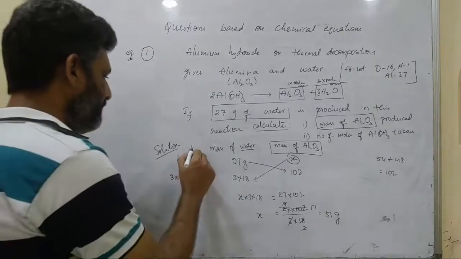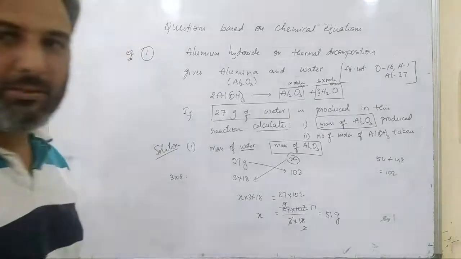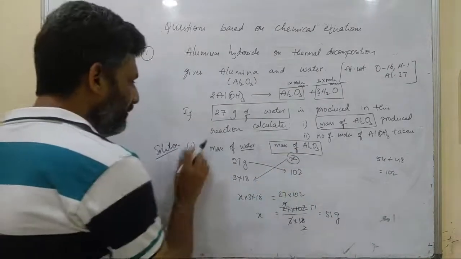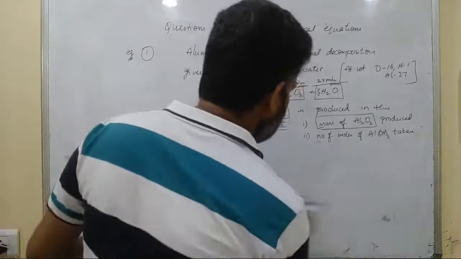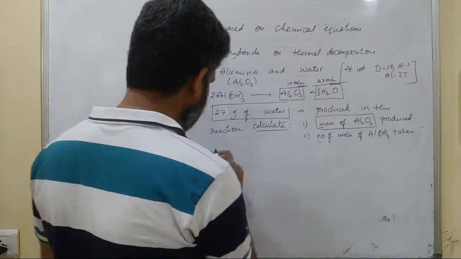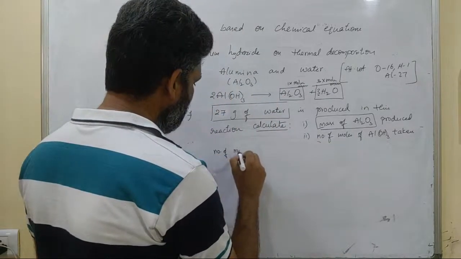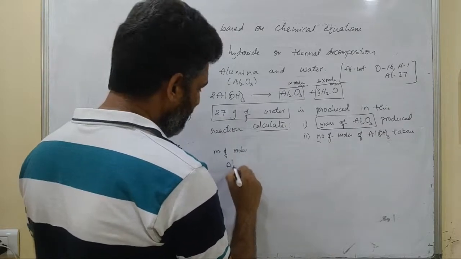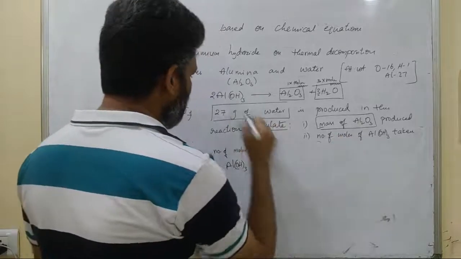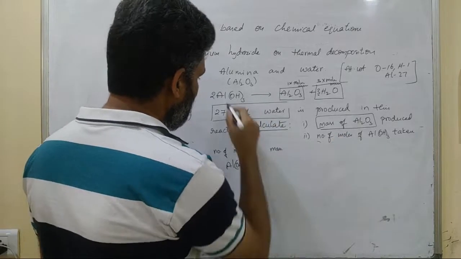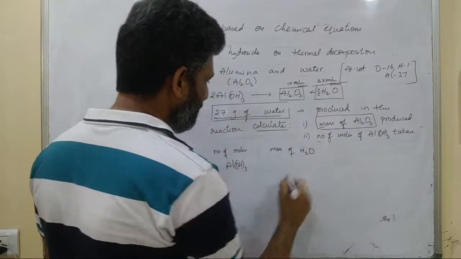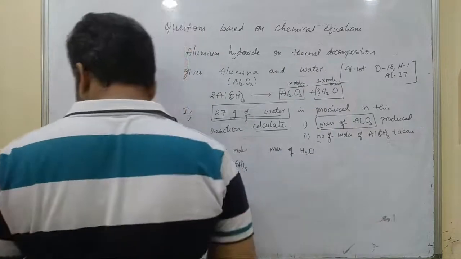So this is the first bit. You can pause the video and note it down. Then we go to the next one, second bit. Number of moles of aluminium hydroxide you need to find, with comparison with mass of water.